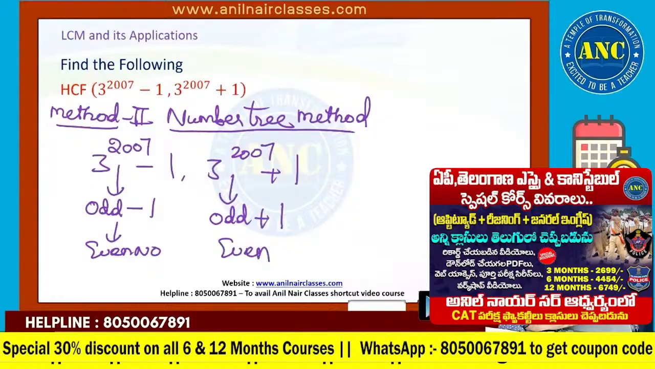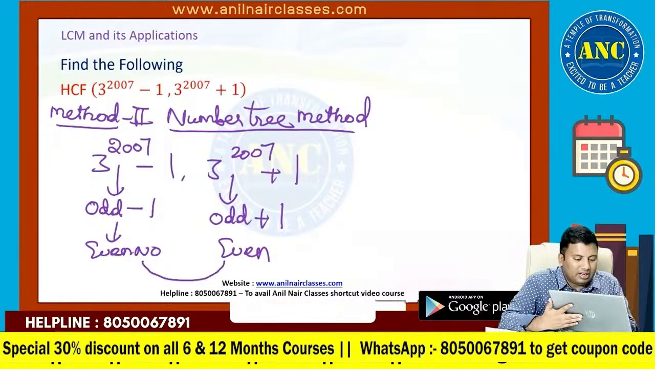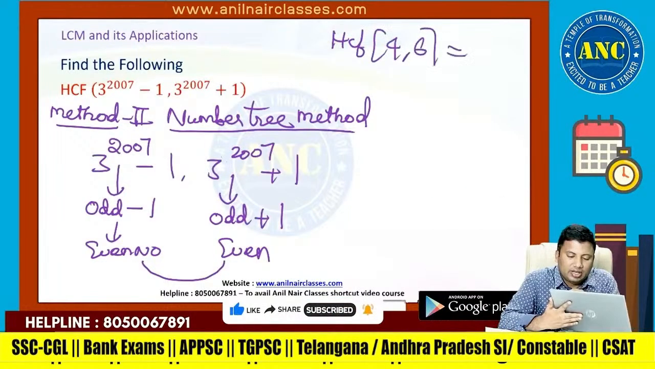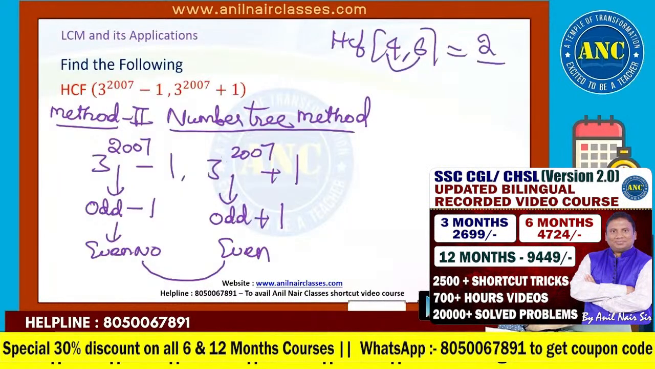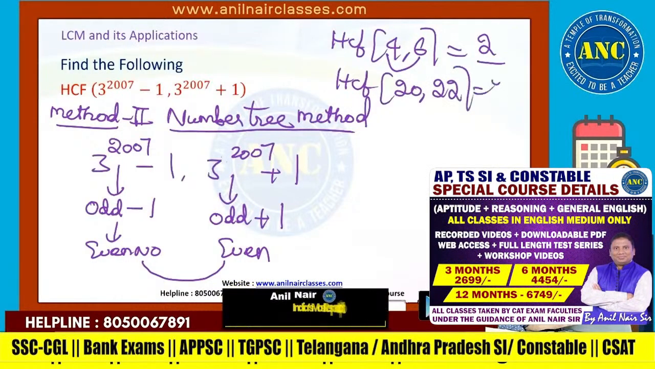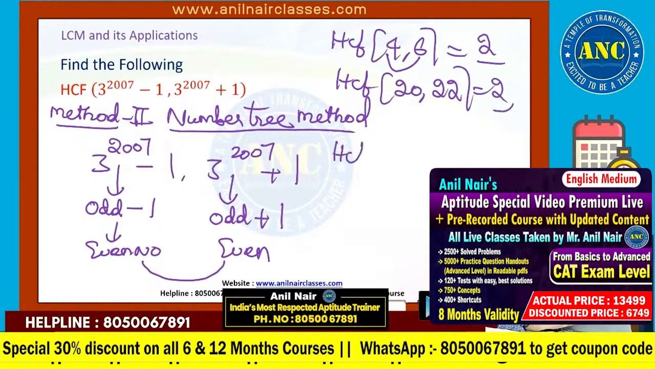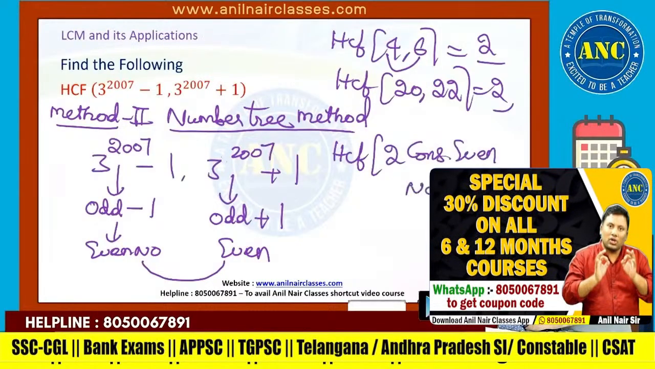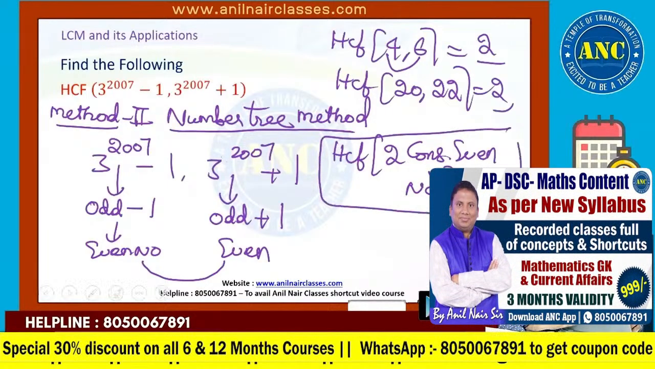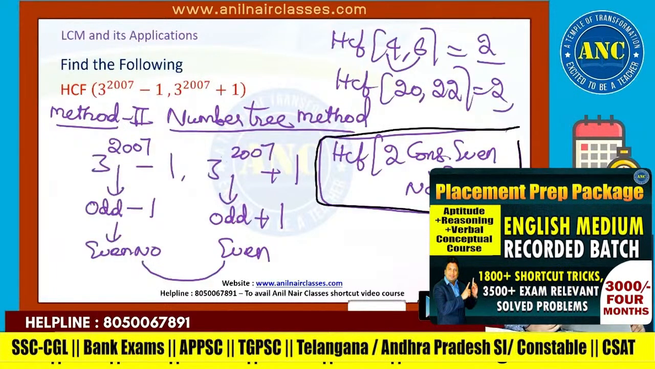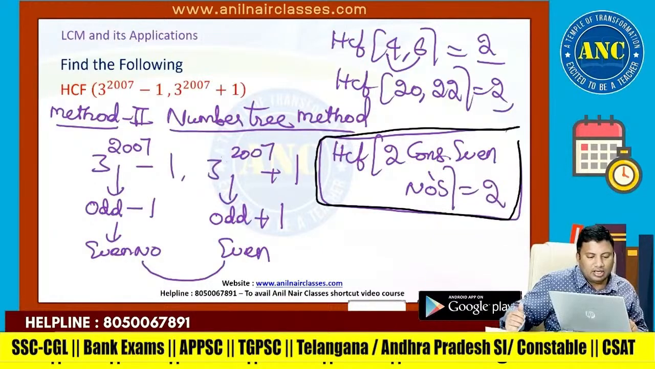If you observe, we have even number, even number. What is the difference I got? 2. HCF of 4 and 6 is 2, there is a difference of 2. HCF of 20 comma 22 is again 2. What is it that we discussed? HCF of 2 consecutive even numbers is always 2. Please write it down.